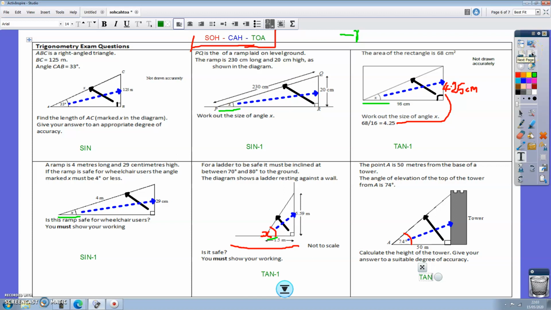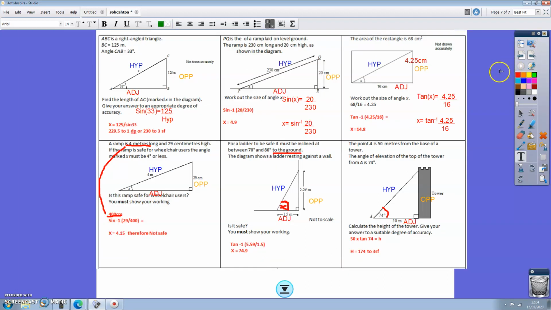Okay, on to this one. Hopefully you should see all the workings there. A couple of things to take note of and be careful with. If you have got multiple units, so here we've got meters and centimeters, convert it first into all the same. So I've got 29 divided by 400. It becomes really difficult if you leave the measurements in two different types of unit, so convert it first and then use it.